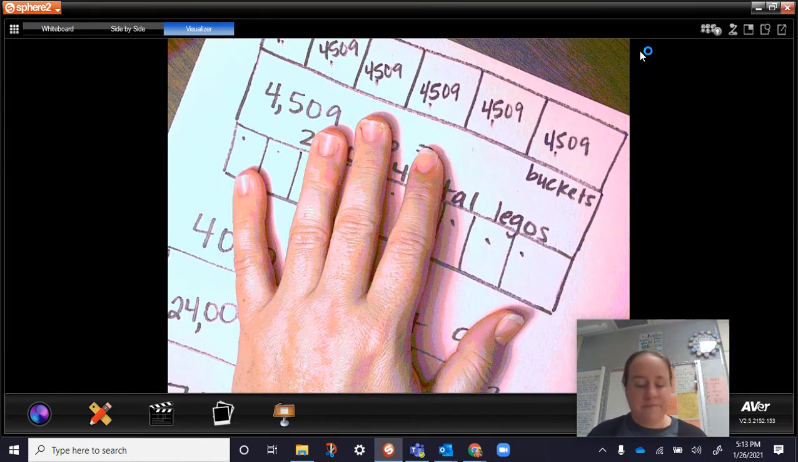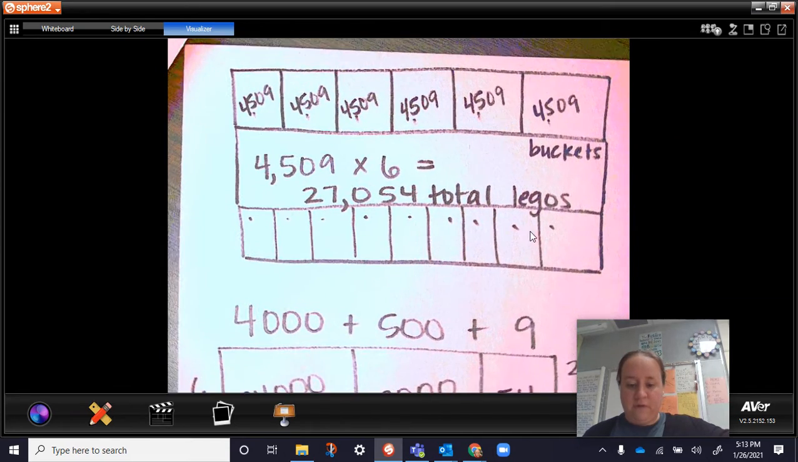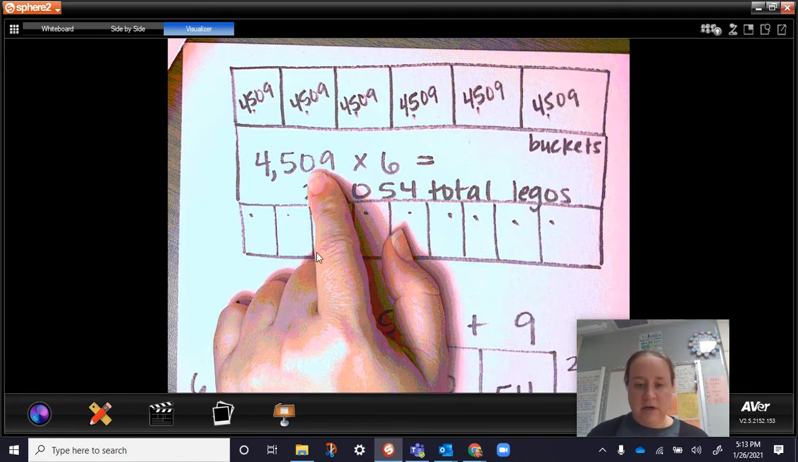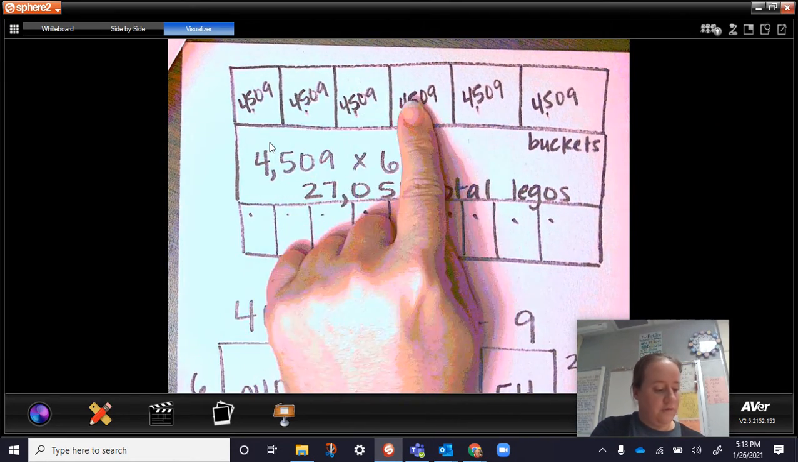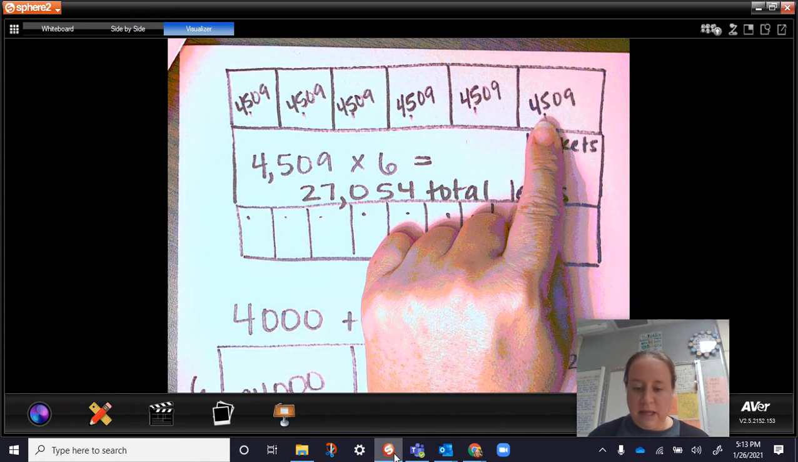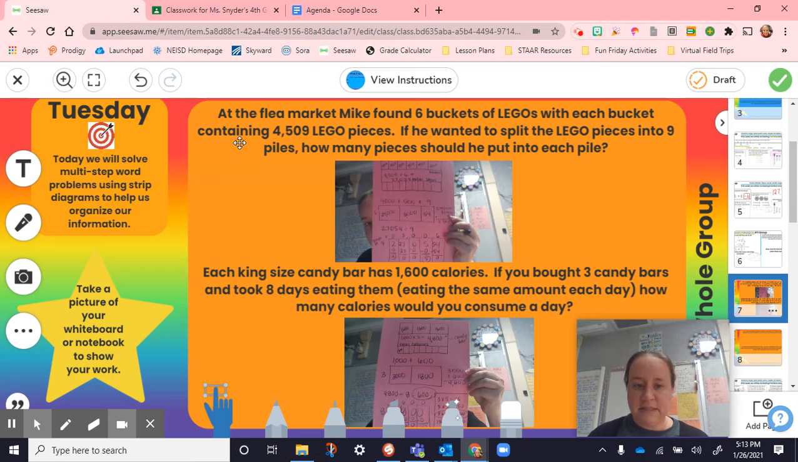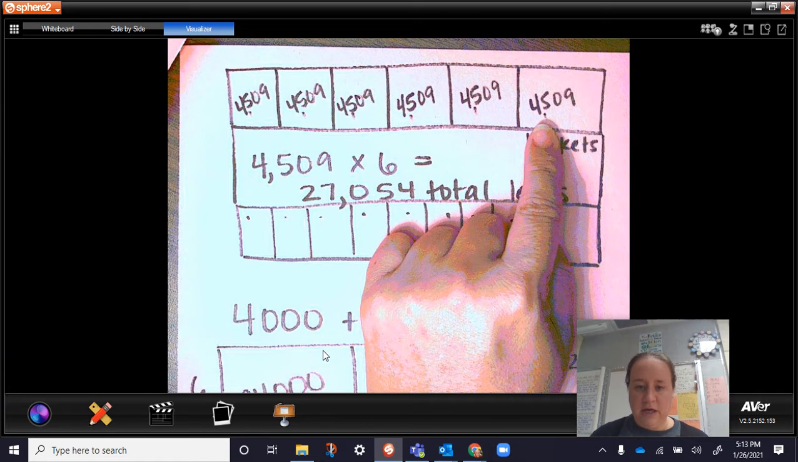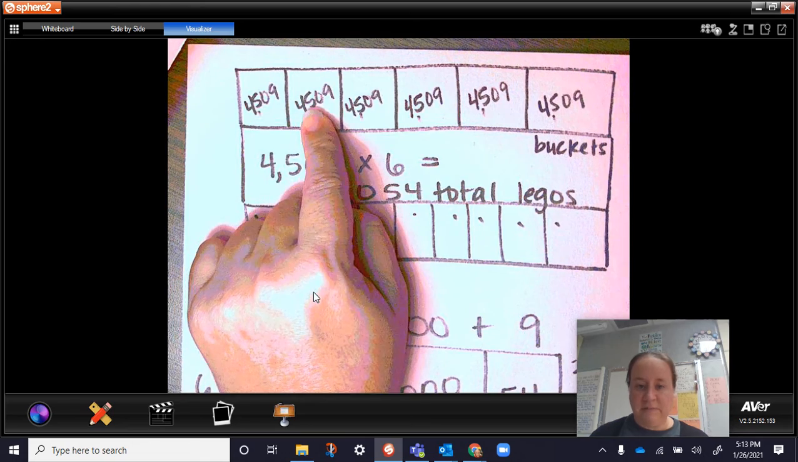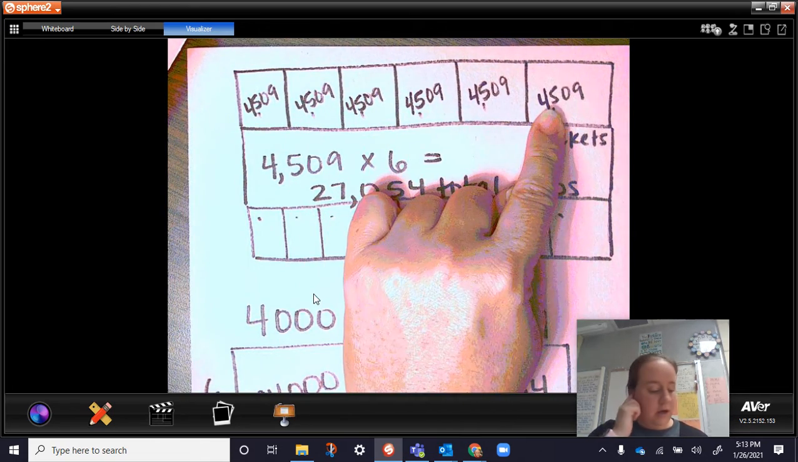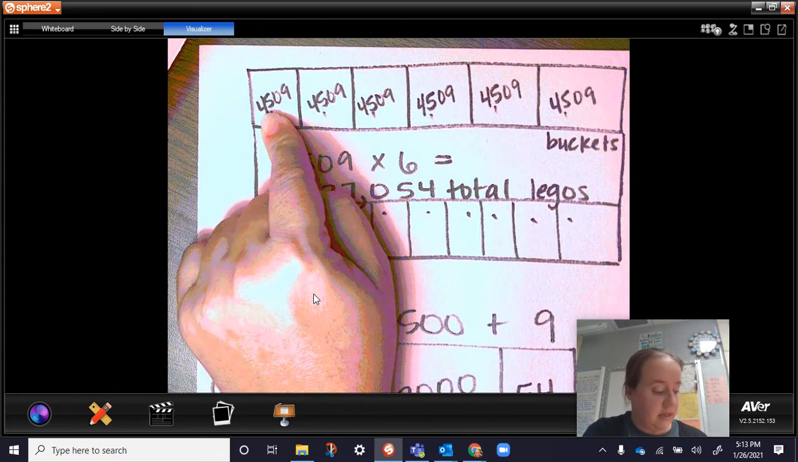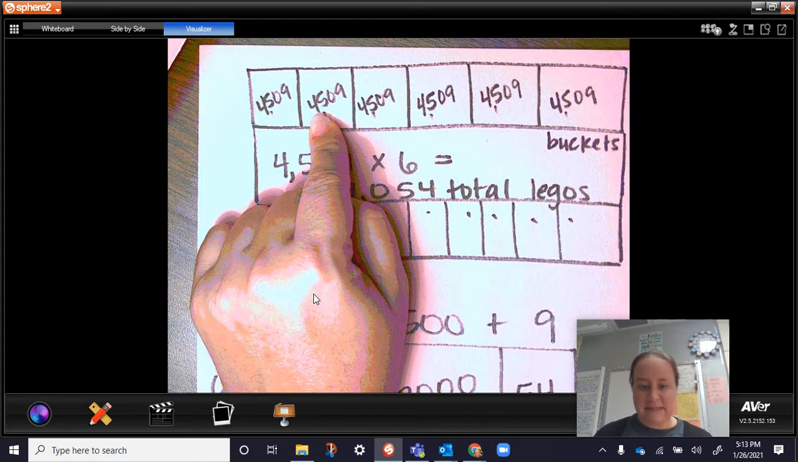So we started off, let me go back to the story here. We started off with the 6 buckets. So here I drew 6 buckets, 1, 2, 3, 4, 5, 6. And they were empty at the beginning. And then it says each of the buckets contains 4,509 Lego pieces. So I put 4,509 pieces into each of my buckets. In my head, I'm picturing here's one bucket with all of these Legos inside, and then another bucket with the exact same.